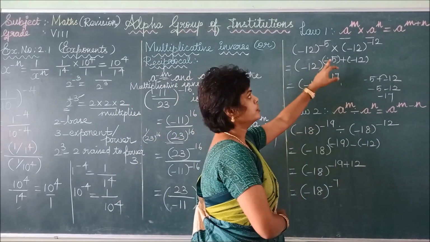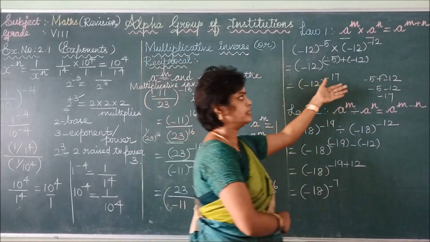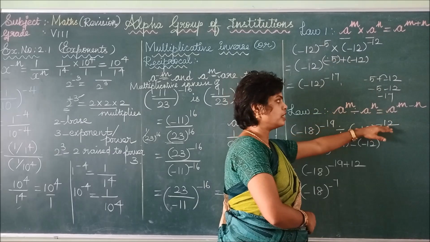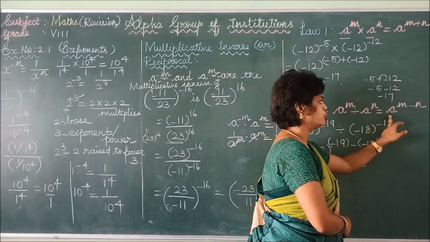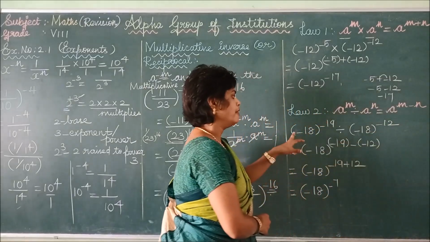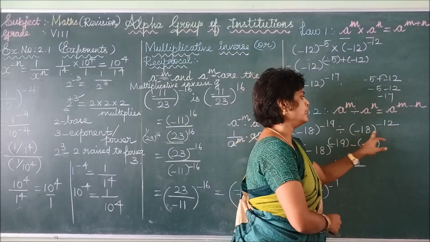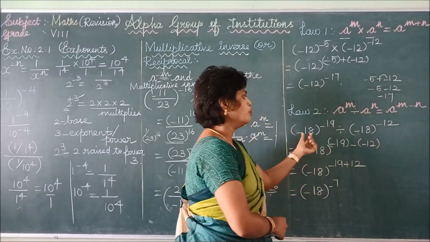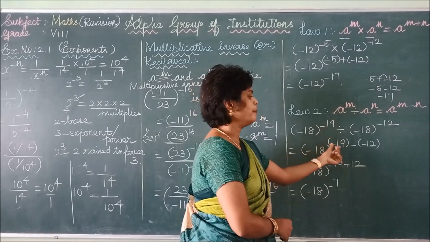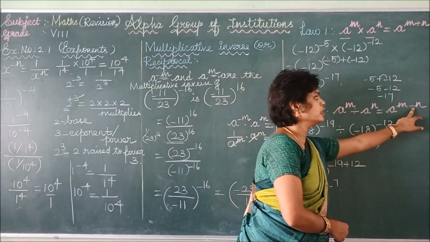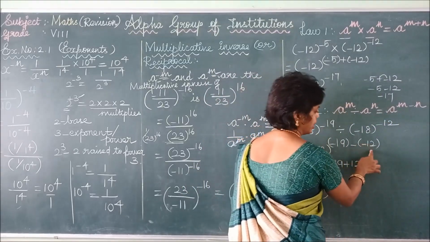The second law: instead of multiplication, they have given you a division. In a similar way, where you added before, here you have to subtract the values. A power m divided by a power n is equal to a power m minus n. Our question is minus 18 whole power minus 19 divided by minus 18 whole power minus 12. Both the bases are the same, so look at the powers. The powers are minus 19 and minus 12, and here they ask you to subtract: minus 19 minus of minus 12.